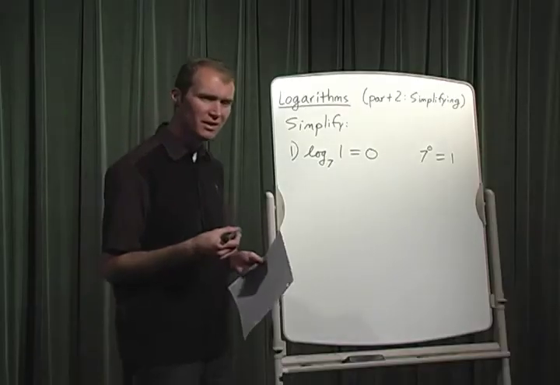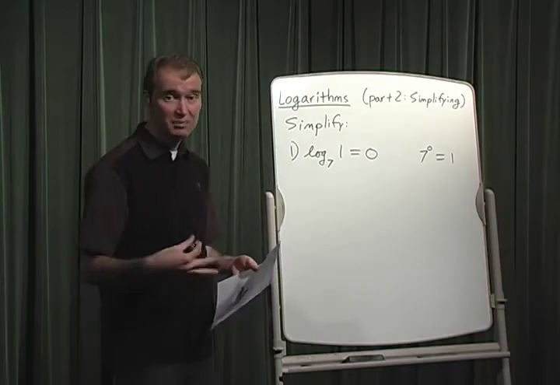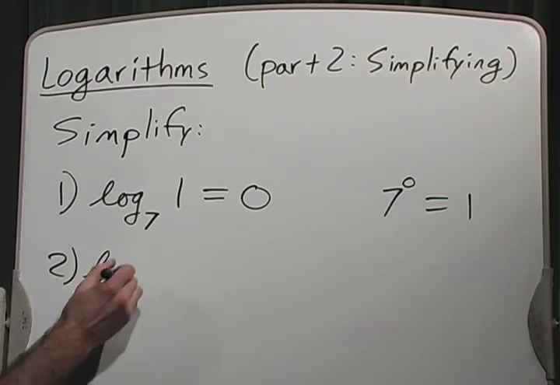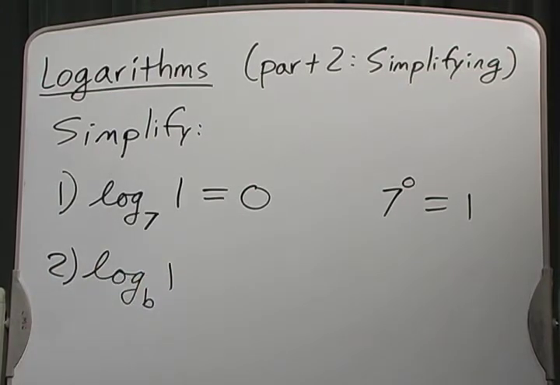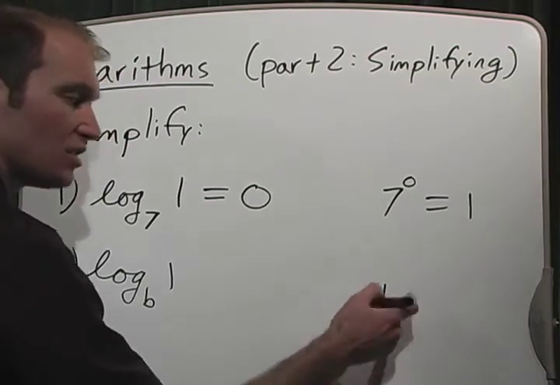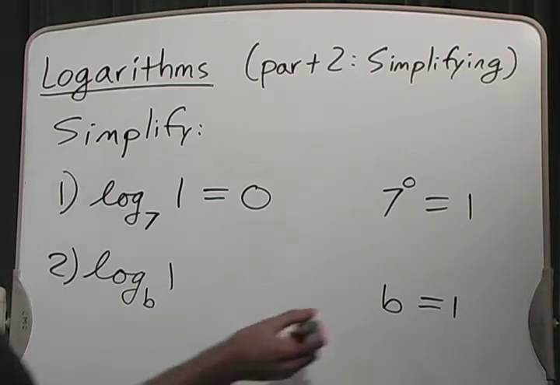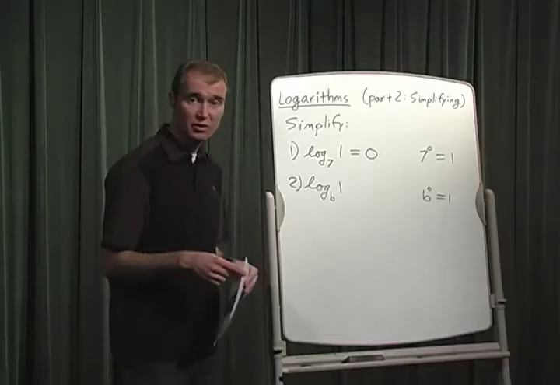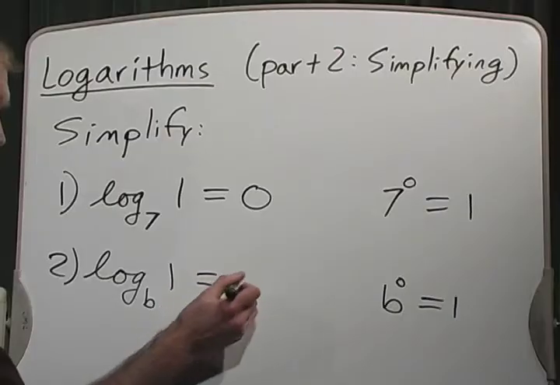Now, some of you might be thinking, there's nothing special about 7. That would be true for any base. In fact, for number 2, I'm going to have log base b of 1. This is asking b to what power is equal to 1? Well, no matter what base you have, b to the 0th power is going to be equal to 1. So my answer here is 0.